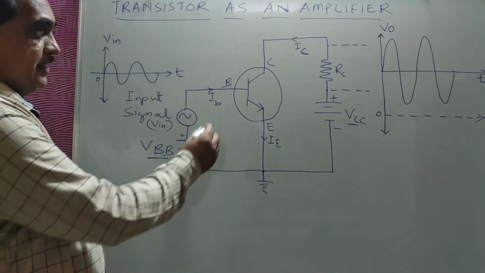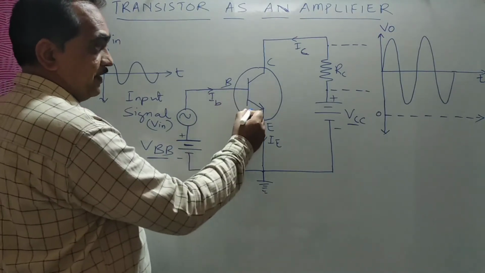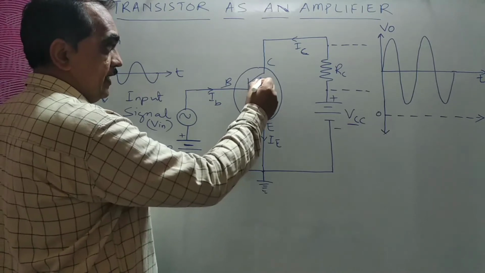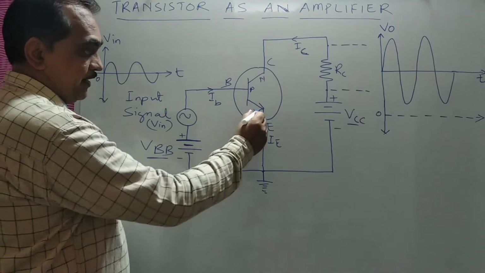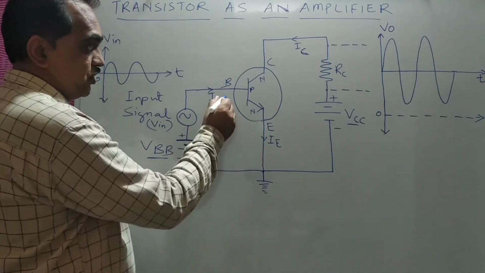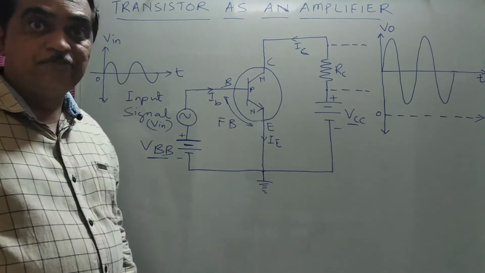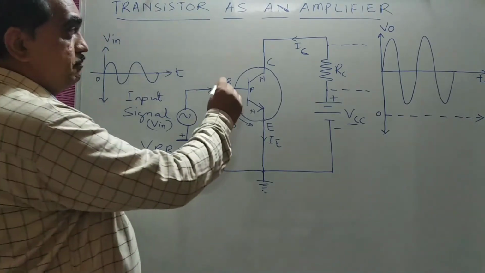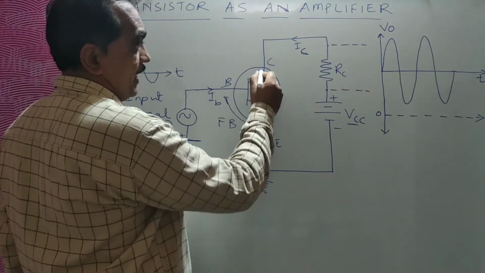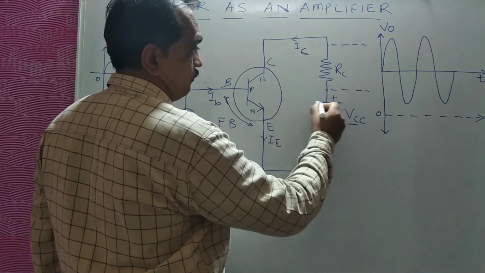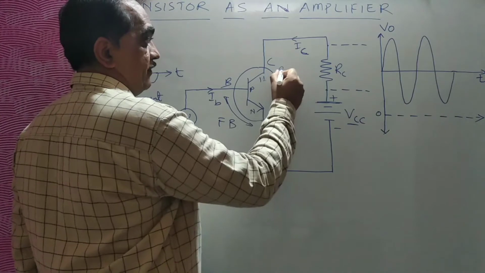Here, the base-emitter junction should be forward biased. This is NPN, so the P is connected to positive and the N is connected to negative. So this junction is forward biased. That is the first requirement. The second requirement is that the base-collector junction should be reverse biased. The collector is N, and this N is connected to the positive of a battery. So this is reverse biased.